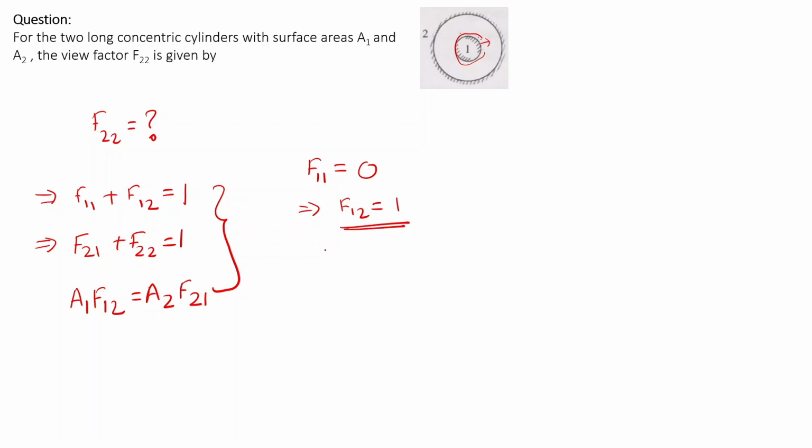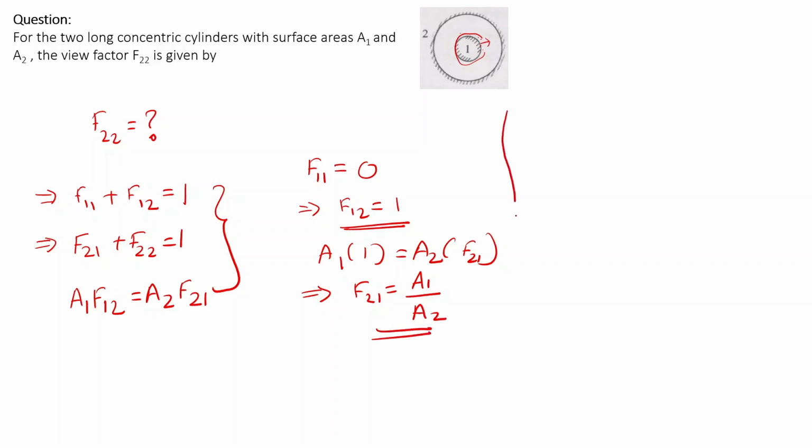And now using the reciprocity theorem, we can say that A1 into 1 is equal to A2 into F21. That will give us F21 is equal to A1 upon A2. Now from this we know that F21 plus F22 is equal to 1, and F21 we have found as A1 upon A2, plus F22 is equal to 1.